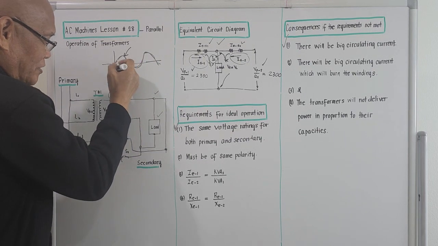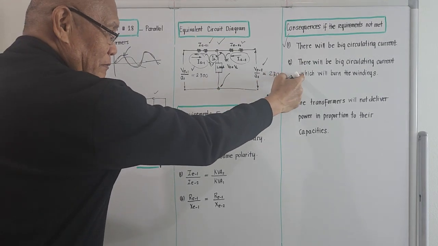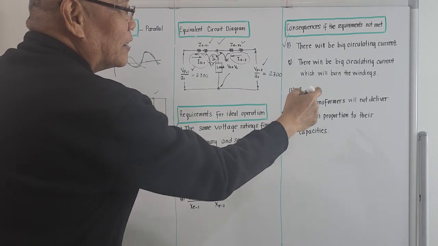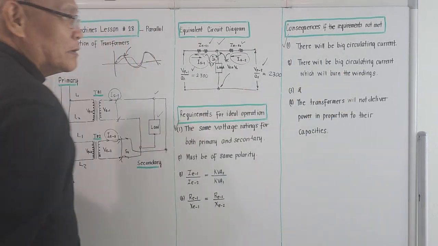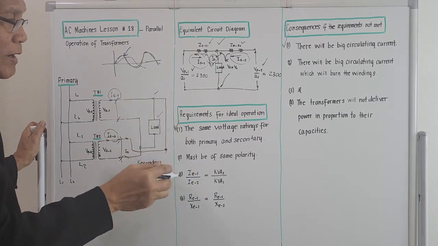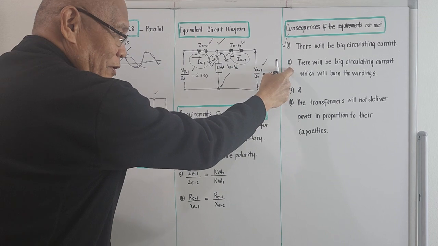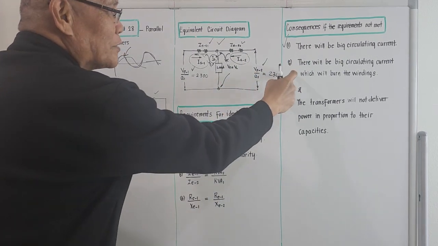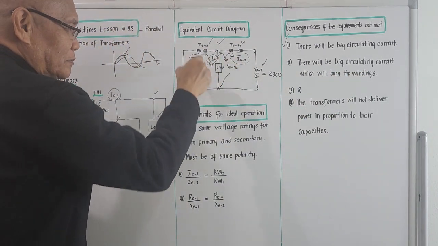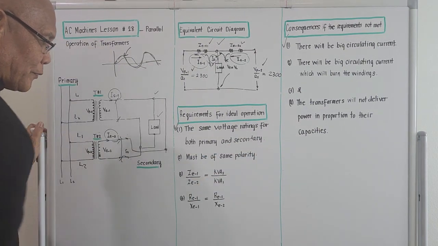Because if the other one is ahead and the other one lags behind, there will be a big circulating current, and according to the consequences, which might burn the windings. So the polarity requirement is actually very important. For number 1, there will simply be a big circulating current, but for consequences number 2, if it is not met, there will be a big circulating current which might burn the windings. For sure, there will be a big circulating current. That's the meaning of they must be of the same polarity.